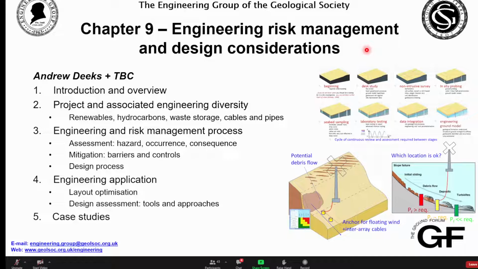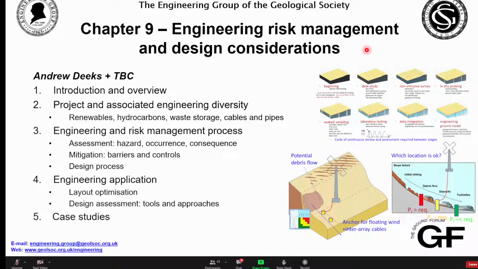And also design considerations: what does that mean for designing facilities in the offshore environment? So obviously setting the scene initially, talking about the different types of projects that we will cover as part of the publication, and comparing and contrasting. Obviously offshore wind and hydrocarbons are very different, but there are similarities, and significant differences as well, in things like waste storage and cables, pipes and the like, so pipelines.